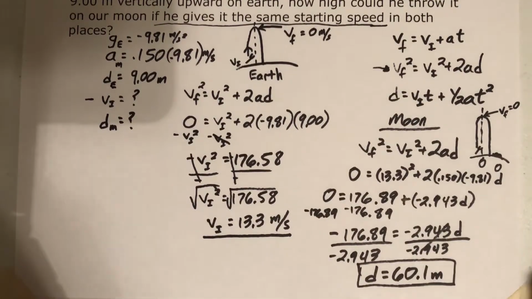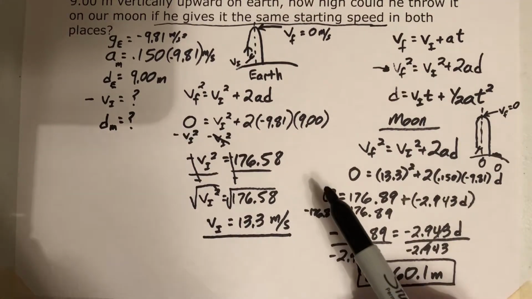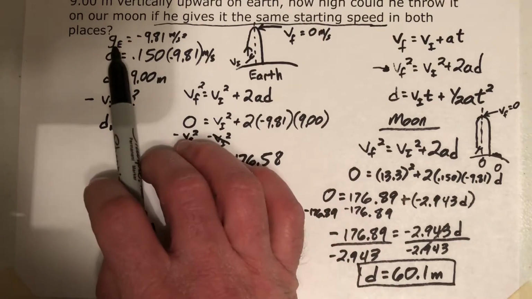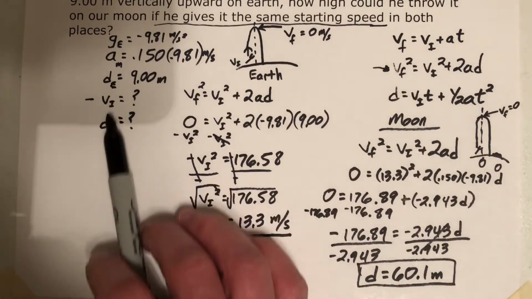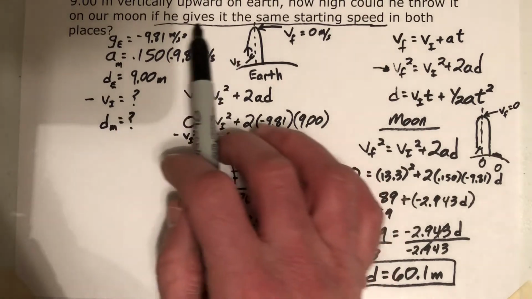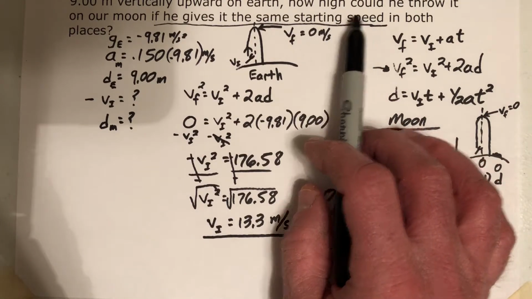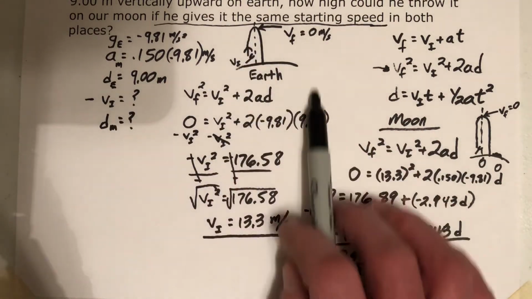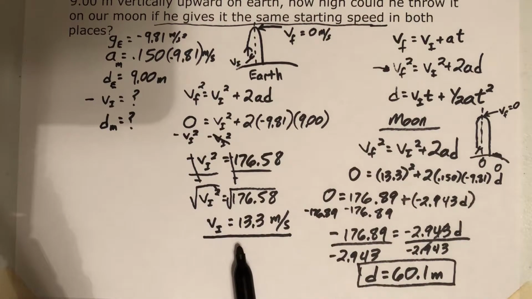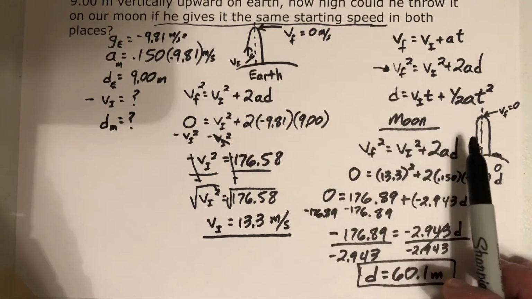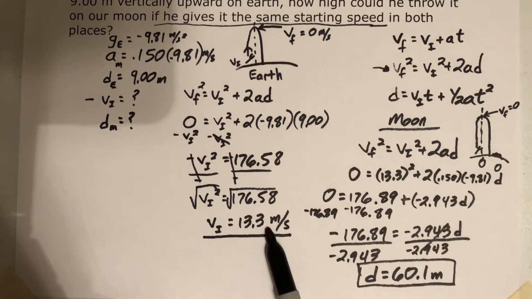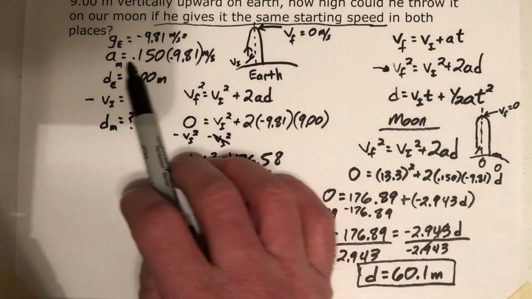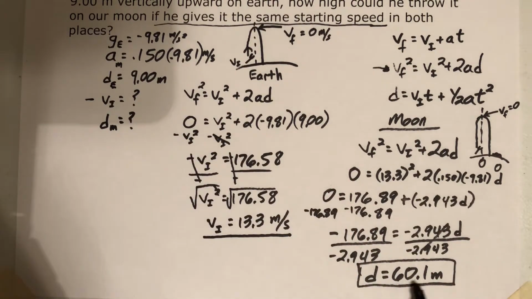Now, we're going to sum up what we did. So we identified we had different accelerations on the Earth and the Moon. We identified we had different displacements on the Earth and the Moon. And what connected the two together was that it had the same starting speed, which means we needed to find the VI. So we used the Earth values to find the initial velocity that the astronaut threw the wrench up. Then we take that and look at it from the perspective of the Moon, and we find the displacement that the wrench would go if we threw it up at this initial velocity on the Moon. So we use the Moon's gravity, and we get D equals 60.1 meters.